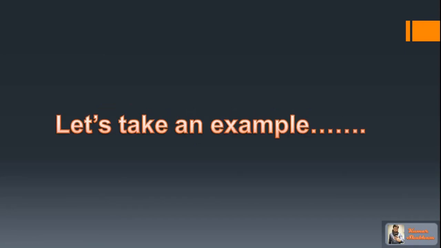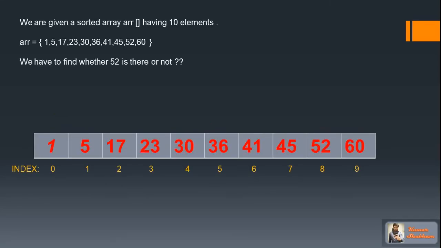Let's try to understand the binary search through this example. We are given a sorted array having 10 elements from index 0 to 9. By the term sorted array, we mean an array in which the elements are arranged either in ascending order or descending order. In this video, we are going to work on an ascending one. Let us call this array ARR, having the elements 1, 5, 17, 23, 30, 36, 41, 45, 52, and 60 at the positions 0 to 9 respectively.